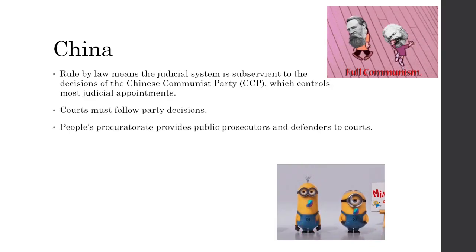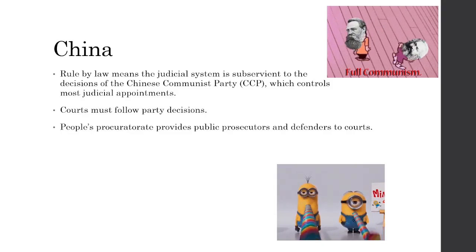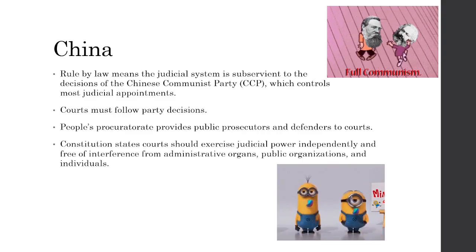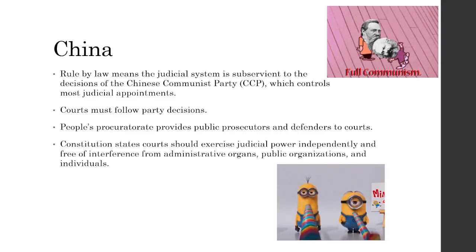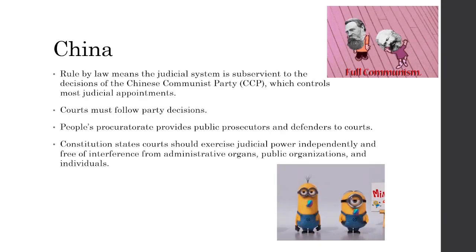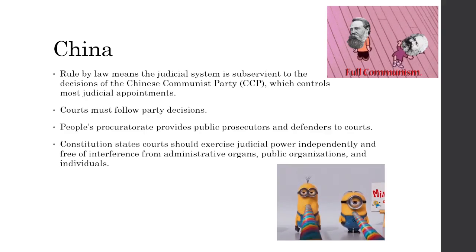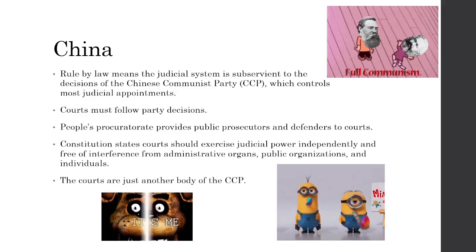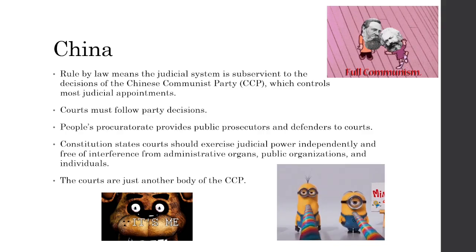The People's Procuratorate, I don't even know how to say that, provides public prosecutors and defenders to the courts. Again, communists, not Joe Schmo, can come in and do this. Oh, great, the Constitution. The Constitution states courts should exercise judicial power independently and free of interference from other bodies and organs and organizations. The Constitution is such a joke in China because, of course, the Communist Party does not interfere with the court. They don't nominate the judicial appointments or anything. And it's not like the courts are just another body of the CCP like every other branch in China is. If you haven't taken that away from this course yet, there you go.